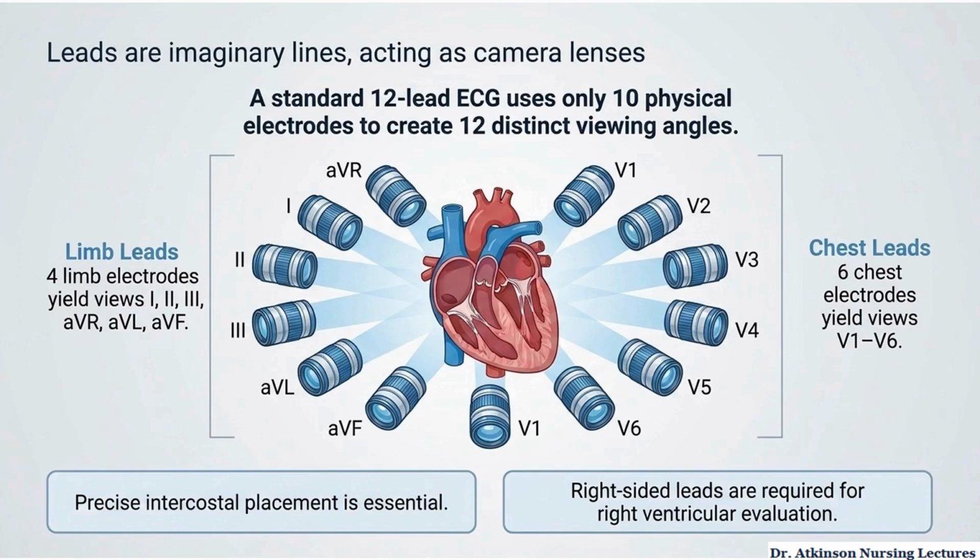Leads are imaginary lines viewing the heart like a camera. A standard 12 lead uses 10 electrodes: 4 limb leads for I, II, III, aVR, aVL, aVF, and 6 chest leads, V1 through V6. Placement must be precise, and right-sided leads are added for right ventricular evaluation.